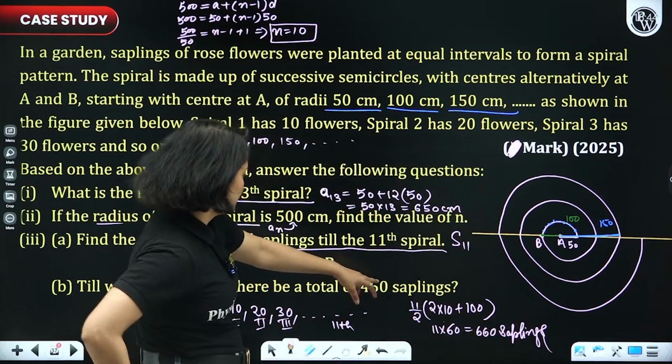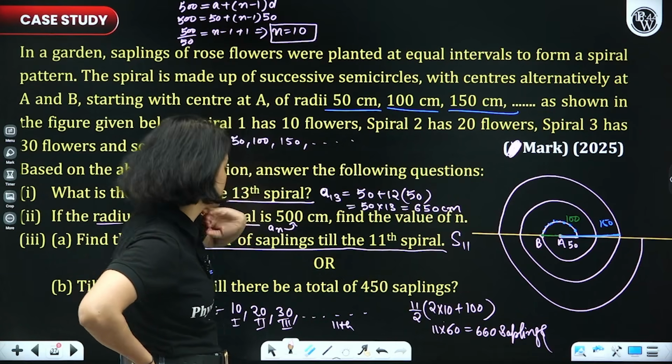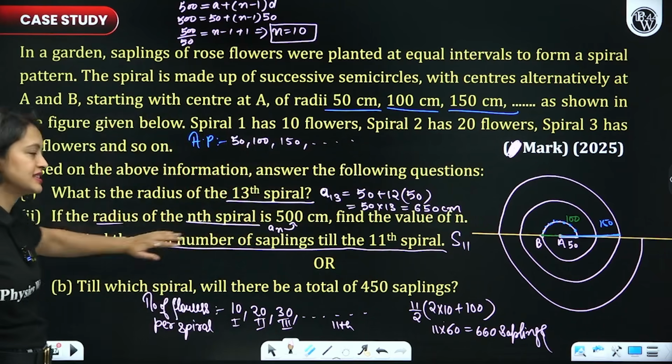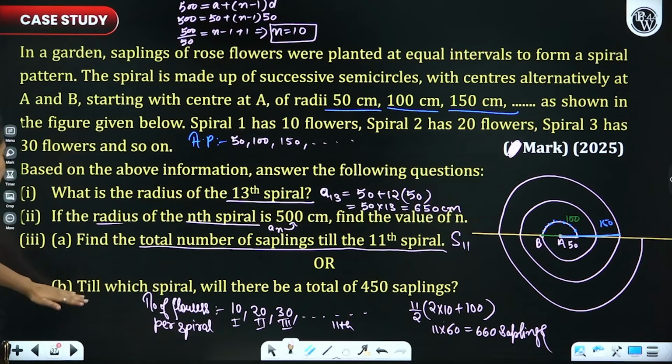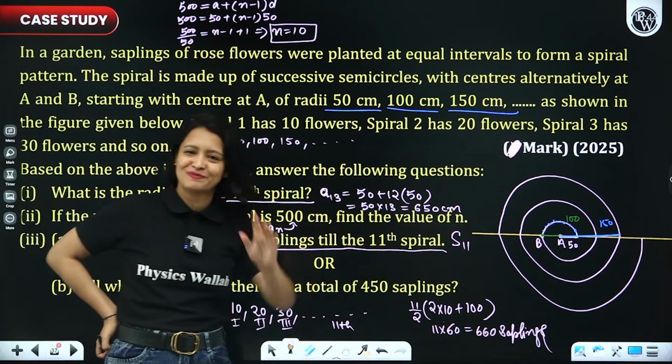Okay, everyone, have we done this right? 20 plus 100, 120. So 60, 60 into 11. 660 saplings is the answer. Okay, so that's this part here. Now, finally, the B part. Till which spiral will there be a total of 450 saplings?